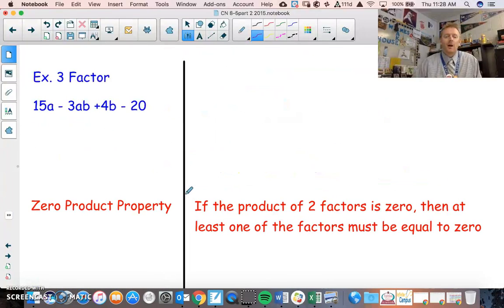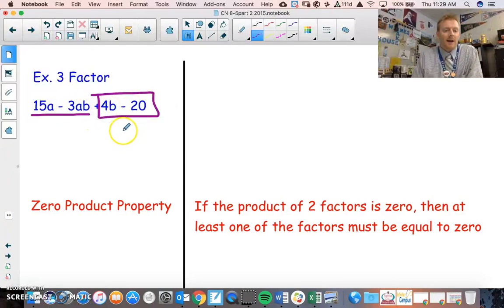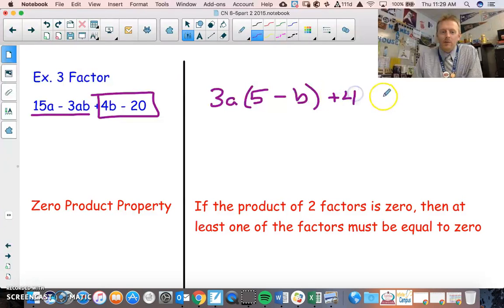All right, let's try one more and see what we can do. I'm going to group together these first two, and then I'm going to group together the second two. When I take out of 15a and minus 3a, I can divide out a 3a, and I will be left with a 5 and a minus b. On the other one, I can divide out a 4. I'm going to call this a negative 4 so it works the way we want it to work.